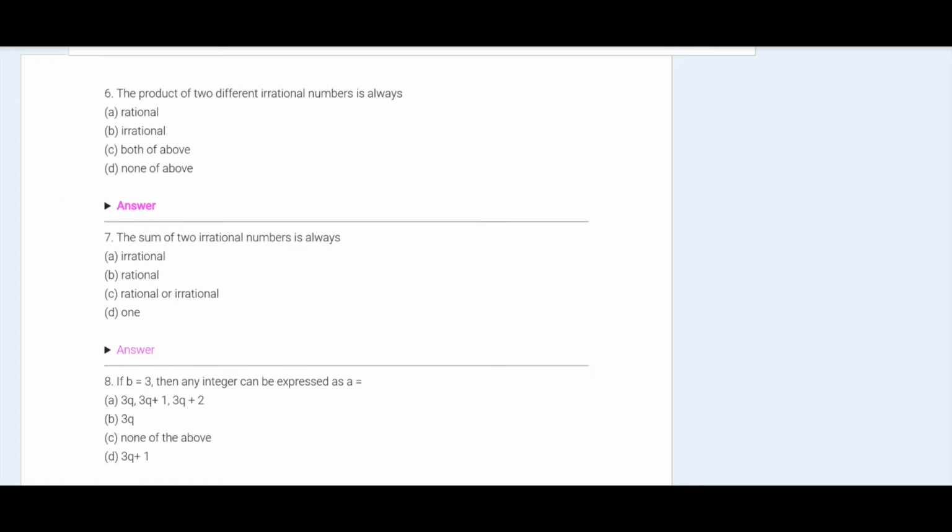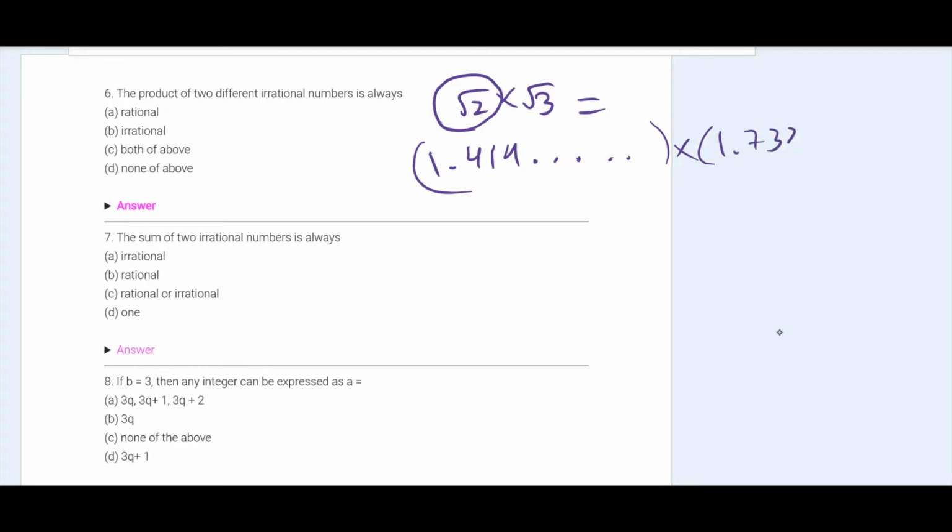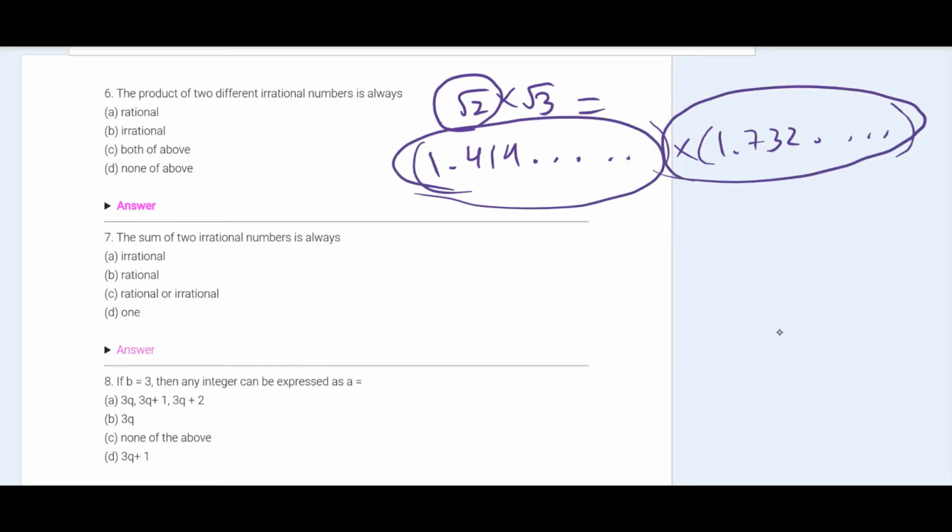Now come to sixth question. The product of two different irrational numbers is always. Even if you multiply two irrational numbers like root 2 into root 3, you're going to get again an irrational number. So root 2 is 1.414 and it just keeps on going, never ending, into root 3 is 1.732. When you multiply never-ending decimals with each other, you're going to get something which is an irrational number. Irrational numbers are something like nonsensical numbers. They make no sense in mathematics. So the option is B, irrational numbers.